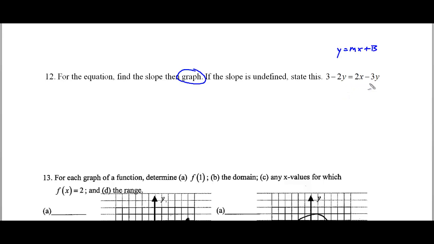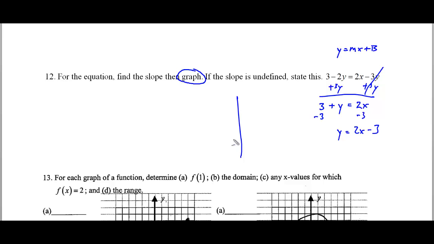So what I'm going to do is move this y to the left-hand side by adding 3y to both sides. Okay, so what we have here is 3 plus negative 2y and 3y is 1y, and that's equal to 2x, because the 3y is simplified to 0. And we're going to subtract 3 from both sides, so y is equal to 2x minus 3.